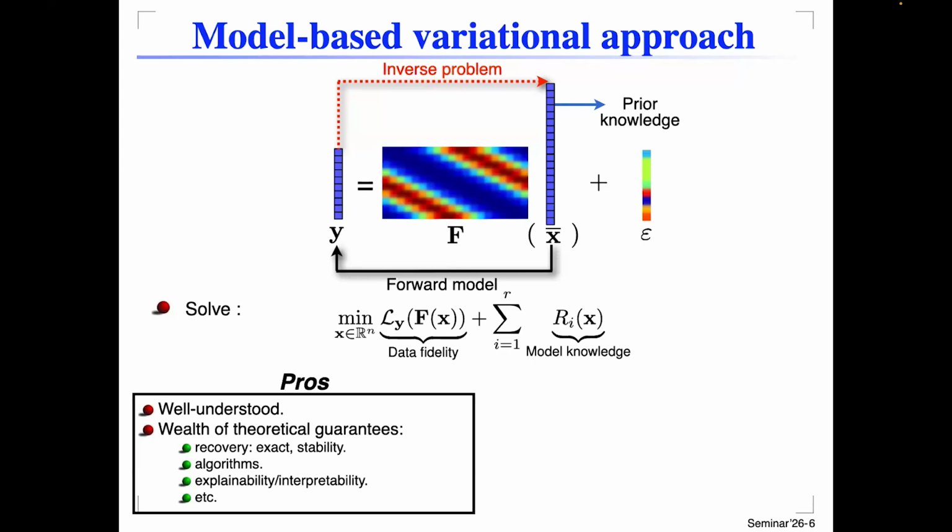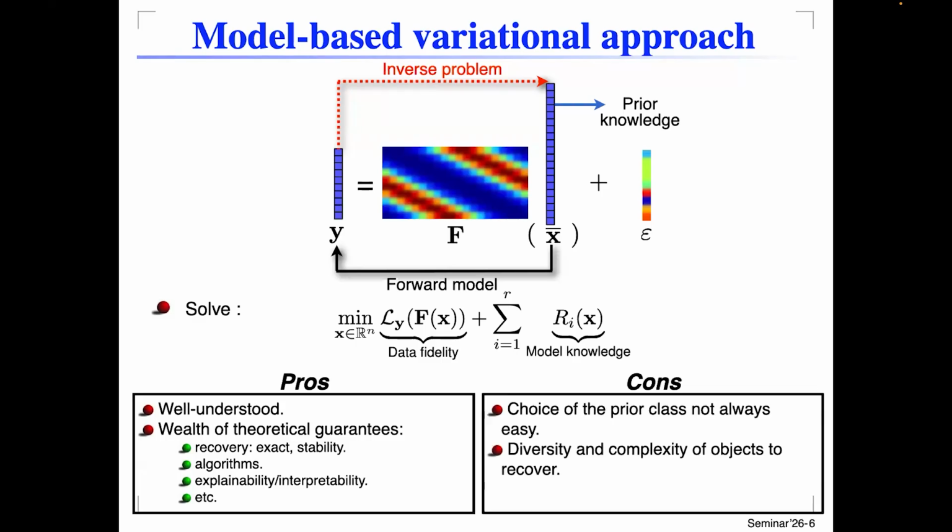Okay, so what are the pros? The pros of this have been really overwhelming for decades. So it is well understood. It's a minimization problem. We have a really deep understanding of everything going on. So we have a wealth of theoretical guarantees in terms of recovery, stability, algorithms, explainability, and interpretability, because we know exactly what the solution looks like.